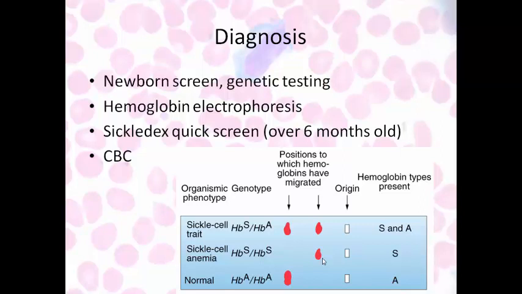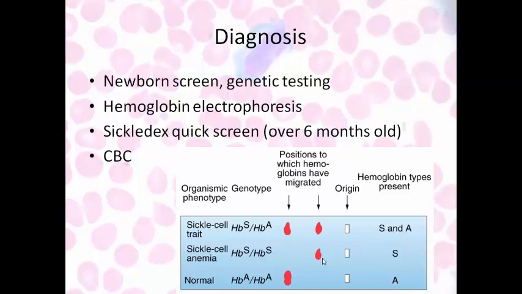There's a quick screen we can do too, the SickleDex screen, but it's only valid on infants older than 6 months old. That's about when most people stop making fetal hemoglobin, so that's when fetal hemoglobin will stop interfering with the test results. Basically, you take a drop of blood, put it in this special mixture. If it turns cloudy, it means you do have sickle cell disease, and if it stays clear, you are unaffected.